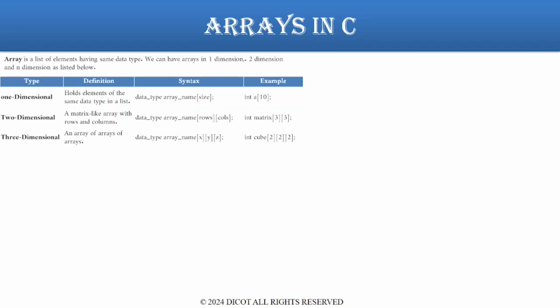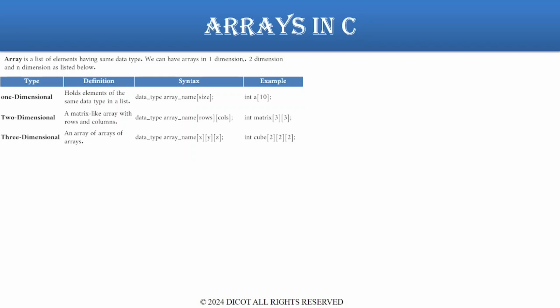Three-dimensional arrays: an array of arrays of arrays. The syntax is data type followed by array name followed by x, y, z, the 3 planes, enclosed in square brackets. Example: cube is a 3-dimensional array of integers with size 2, 2, 2.